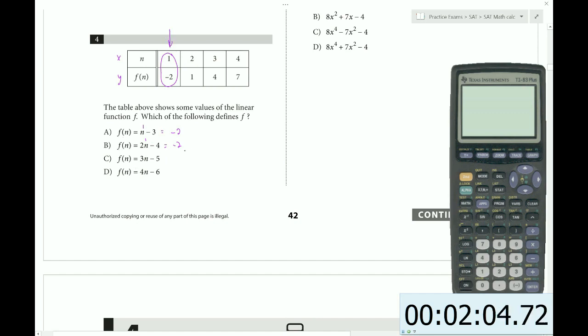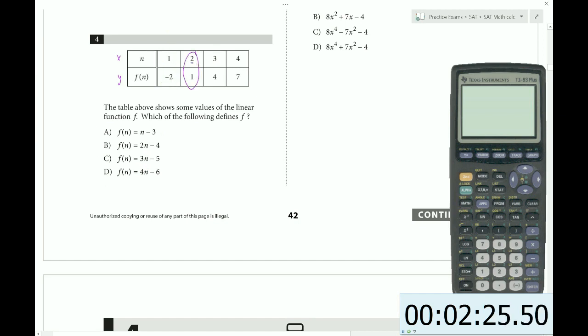So A is good so far, B is good. Checking C, if I plug in 1, 3 minus 5, also negative 2, and then plug in 1 here, 4 minus 6, also negative 2. So all 4 choices work for the first point. So that didn't get us anywhere. All right, so now we move on to the second point.